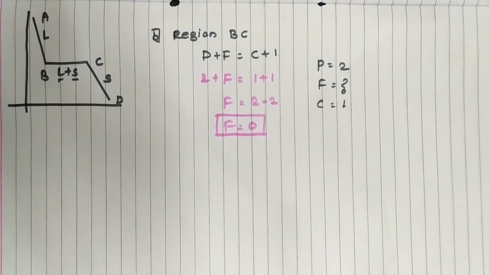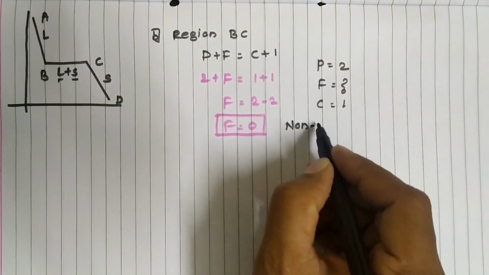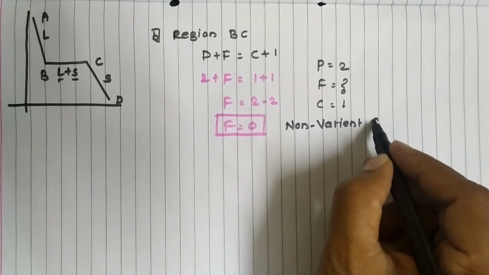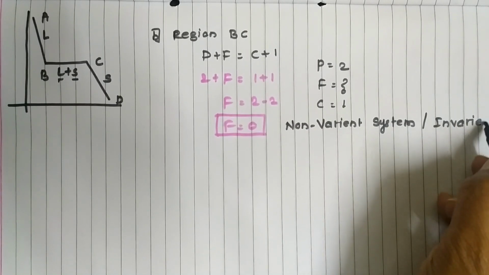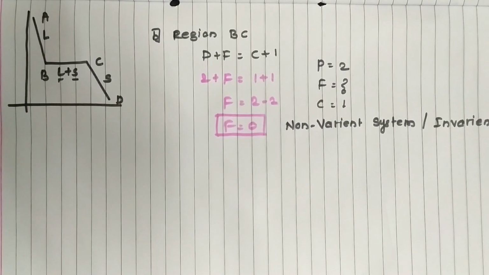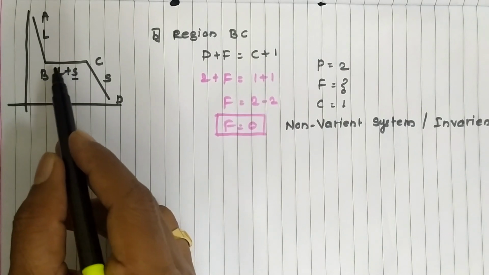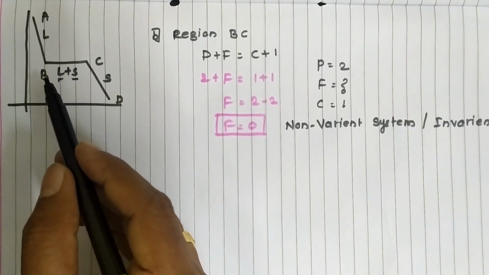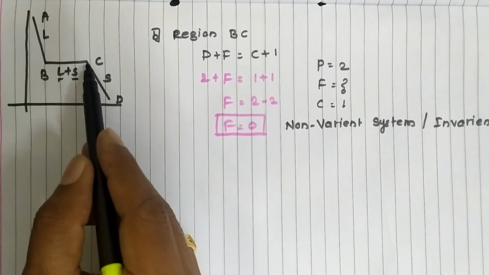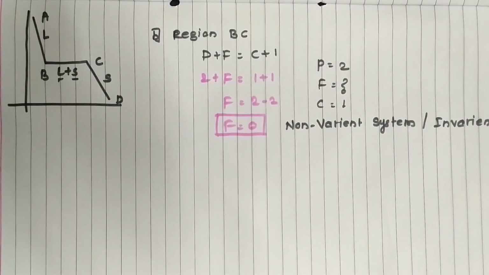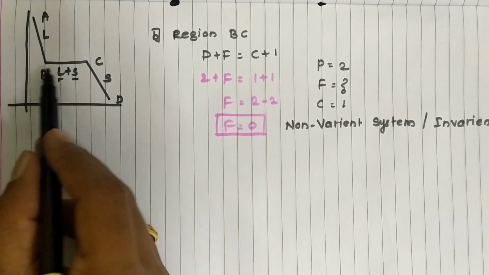So this F is equal to 0, that is non-variant system, or we can say that is invariant system. Here F is equal to 0 indicates the temperature cannot be varied without changing the liquid and solid phase existing in the system. Means here we are not changing the temperature of the system. If temperature is increased, the metal goes into the liquid state, and if temperature is decreased, then metal will go into the solid state. Hence pure metal solidifies at constant temperature.